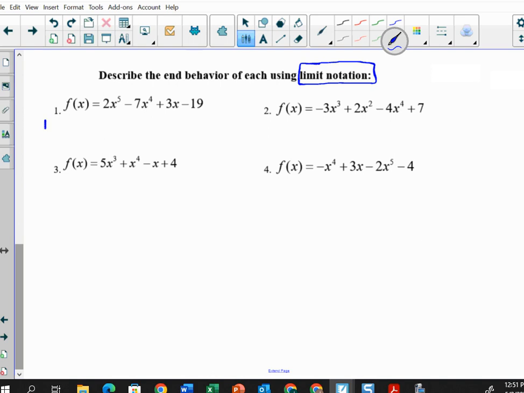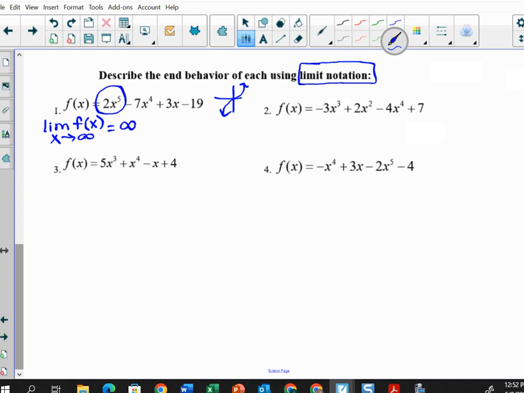So the way you write that, the limit of f of x as x approaches infinity equals, so let's think about the first one here. Which term do I look at out of this f of x function? Yeah, 2x to the 5th, right? That's the only thing I need to pay attention to. It's odd and positive, so I'm visualizing that little graph. Odd and positive. So as x approaches infinity, what is your graph doing? Infinity.